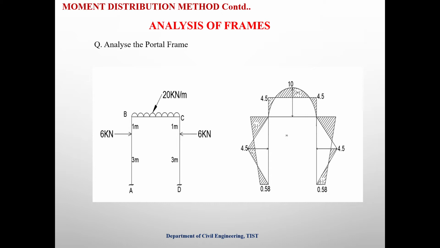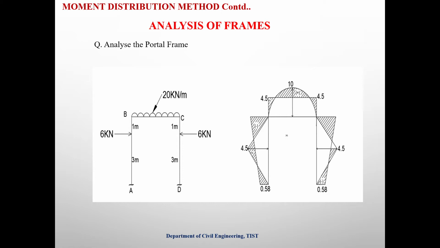In this case, the fixed end moments are M bar AB. For AB column, the 6 kN is acting as an eccentric point load. That means M bar AB is minus W a b squared by L squared and M bar BA is plus W a squared b by L squared.